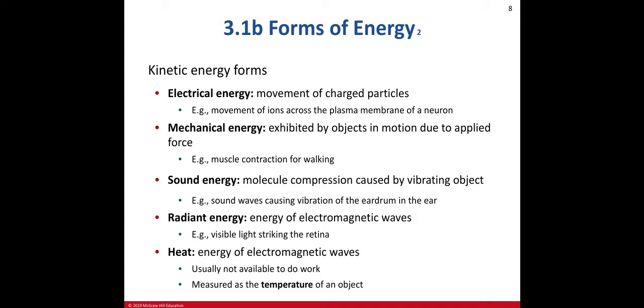There's radiant energy, which is the energy of electromagnetic waves that is being given off. And we see this as visible light striking your retina, and that is what allows you to see. And then there's heat energy. This is also a type of electromagnetic wave, but heat energy doesn't really have the ability to do work. It's often a byproduct of work that has been done, and it is measured in temperature.